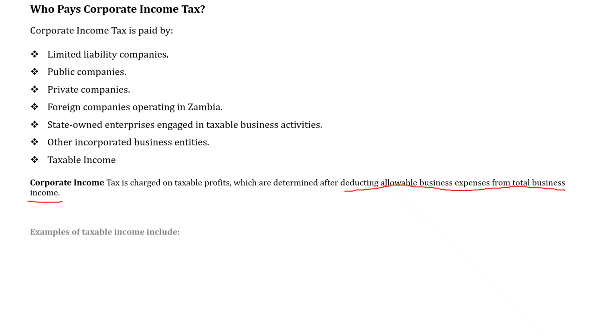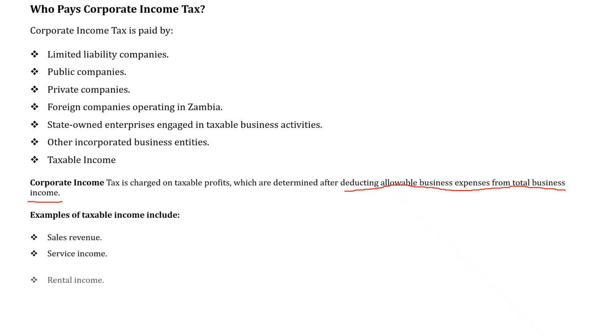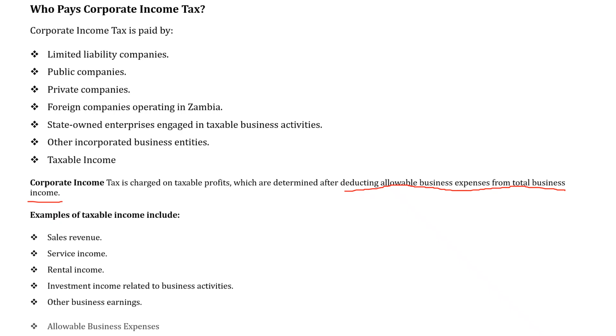What are examples of taxable income? Examples of taxable income include sales revenue and service income. We also have rental income, and investment income related to business activities. We also have other business earnings and also allowable business expenses.